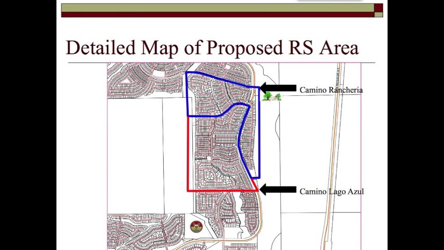The blue area are those students from the main campus that are proposed to go to the new K-5 school, while the neighborhoods or students within the red boundary would be the students from ANZA Trail School that are proposed to go to the new K-5 school.